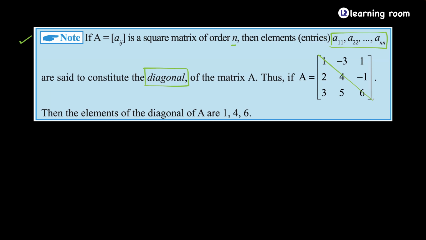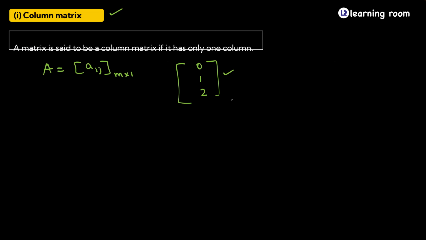So if you take the matrix A is equal to 1, minus 3, 1, 2, 4, minus 1, 3, 5, 6, these numbers represent the diagonal. So what are the diagonal elements then? 1, 4, and 6. Am I clear with this? Till here you can first make a note, starting with column matrix.